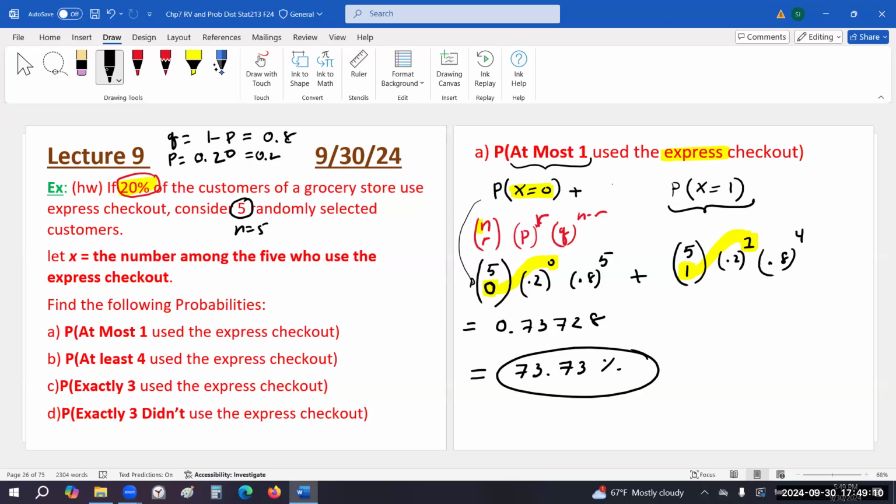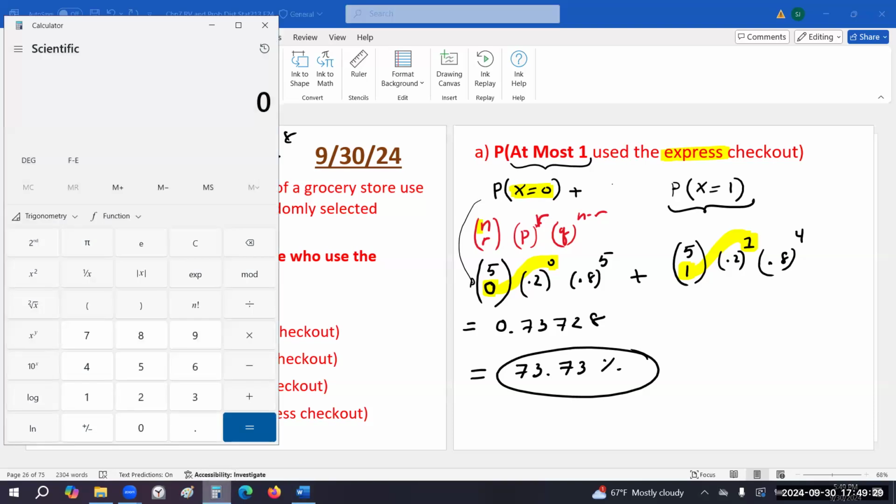Who is lost? No one. So you have to remember, you have to figure out how to find n choose r in your calculator. Different calculators have different ways of finding it. For example, let me show you a normal calculator, the basic one.